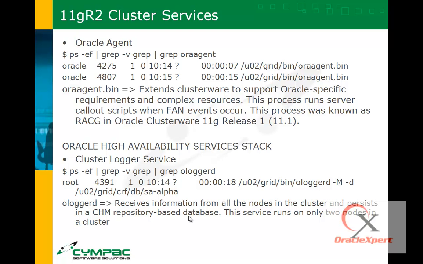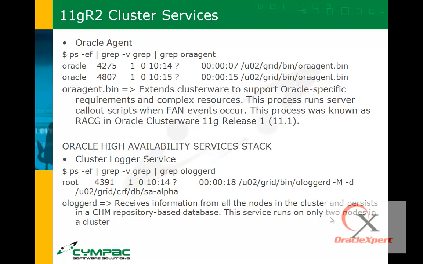This service runs only on 2 nodes in a cluster. So randomly selected 2 nodes will be picked up for CHM monitoring, and the OLoggerD daemon process will only run on it. Whatever data is captured by the cluster health monitor tool from the respective nodes will be captured by a central OLoggerD, and it will record this into the CHM repository. That CHM repository is nothing but a Berkeley DB software that comes with your grid infrastructure.